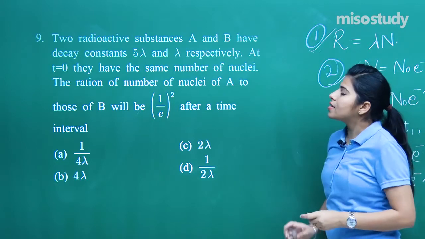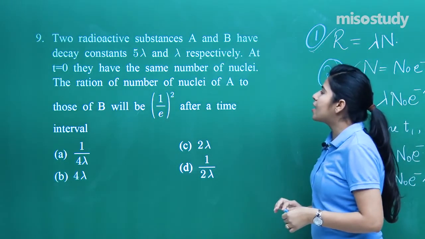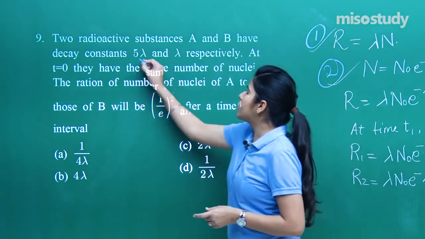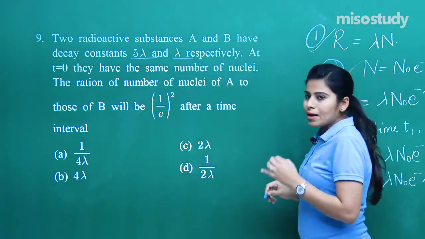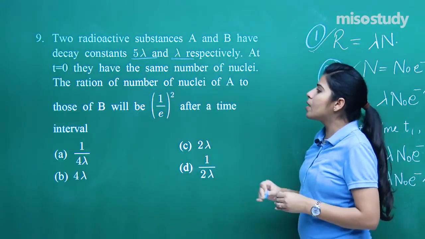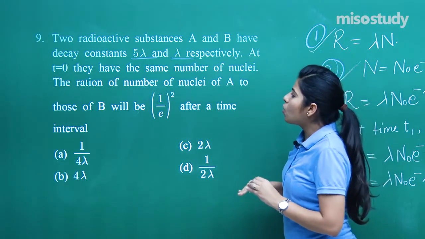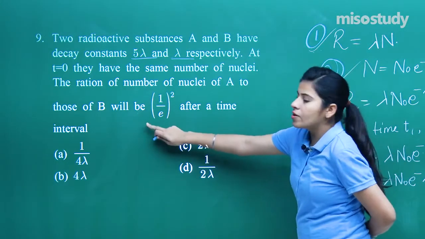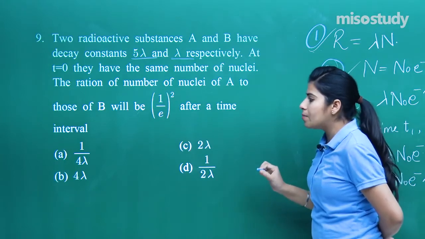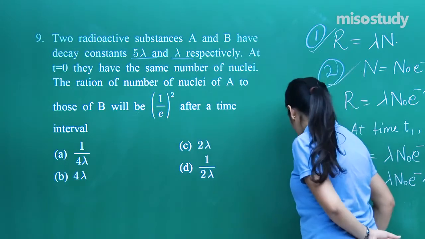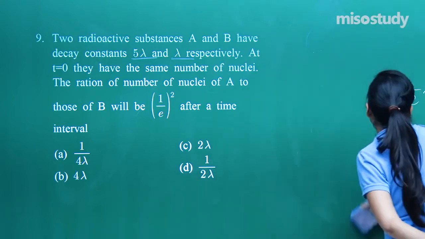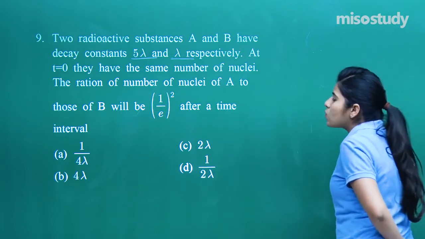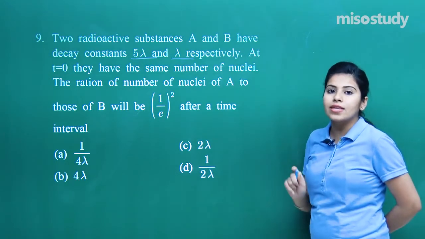Alright, so I can see that there are two radioactive substances A and B having decay constants 5 lambda and lambda respectively. At time t equals 0, they have the same number of nuclei, and the ratio of the number of nuclei of A to those of B will be 1 by e square after what time interval? That means what we have to do? I have just read this orally, but now we will understand the question.